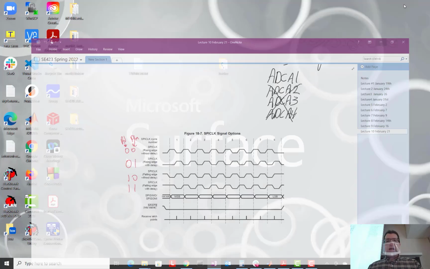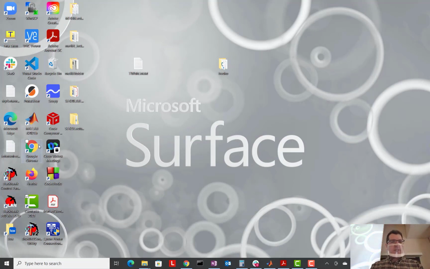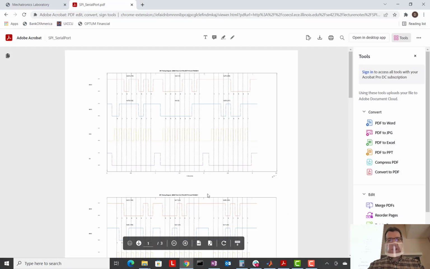Also note, I tried to print this out this morning. It just did not copy well. So I think it's just best, due to the colors and everything, to just view this here. Okay, let me show you where I'm at.